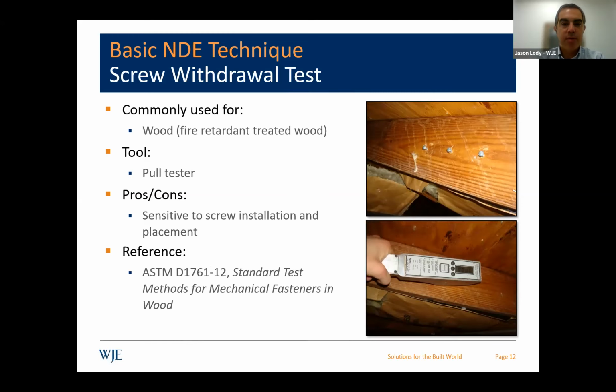One test used for wood materials is the screwdriver or the screw withdrawal test. In this instance, a screw is driven into wood, particularly fire retardant treated wood, and then a pull tester is used. You grab on to the head of the fastener, and you essentially pull on that to check for brittleness and quality of that wood.